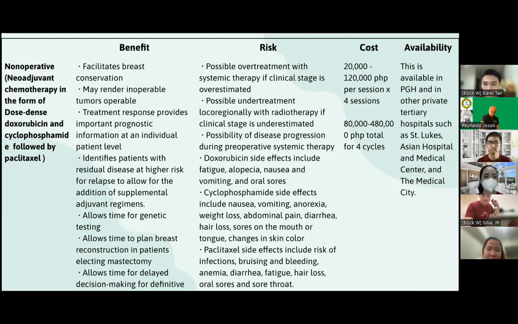Then of course there are side effects for each drug. Doxorubicin has side effects of fatigue, alopecia, nausea, vomiting, oral sores. Cyclophosphamide also, and paclitaxel have their own set of side effects. And then the cost varies per institution, but from my research it's around 20 to 120,000 per session. Then for 4 sessions, that would be around 80 to 480,000 for 4 cycles.